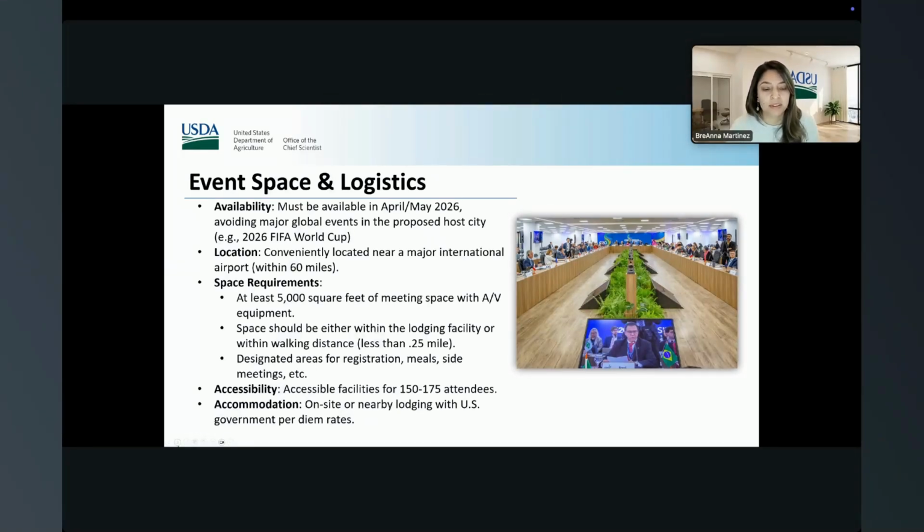Accessibility, making sure that the facility can comfortably hold 150 to 175 attendees. And last but not least, accommodation. We would like it to be on-site or nearby, and whatever lodging facility it is, they do offer U.S. government per diem rates.